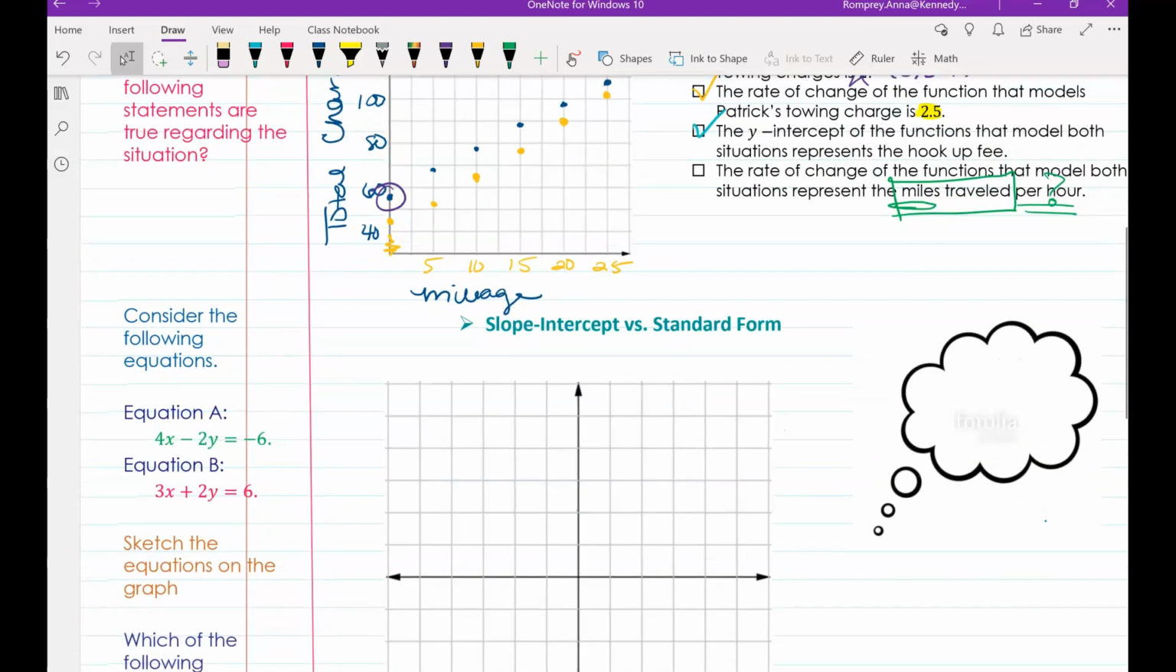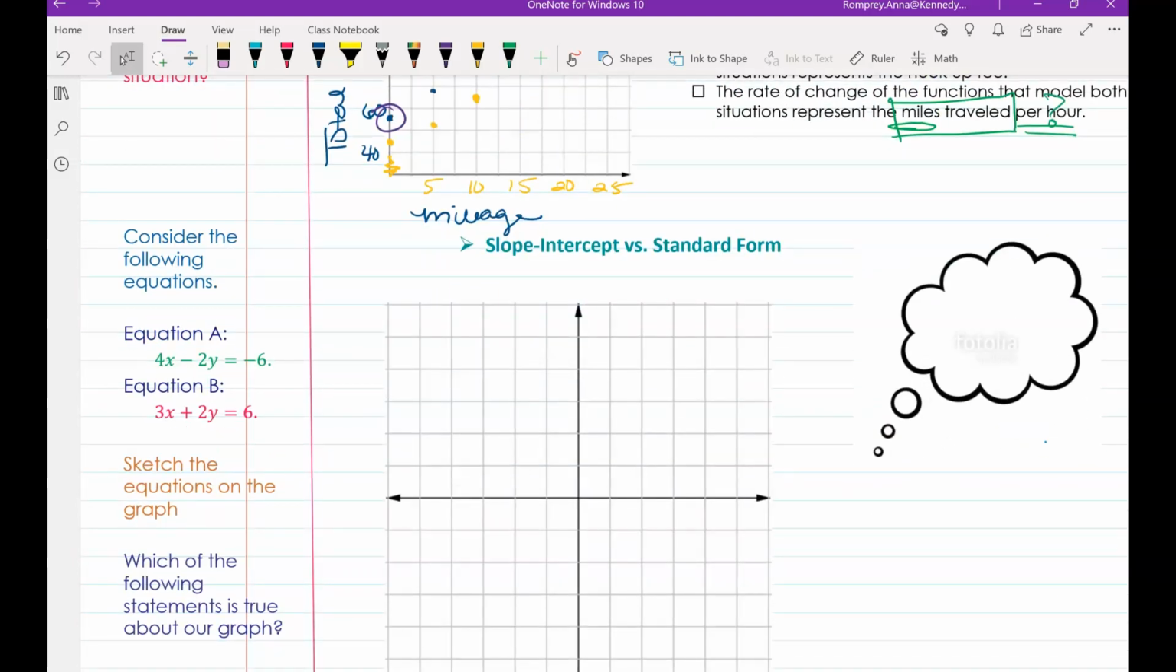So let's say we don't have a real world problem and we're just given an equation. So it wants us to consider the following equation. We're going to compare slope-intercept form versus standard form. Slope-intercept form, these might sound familiar. Slope-intercept form is y equals mx plus b. Whereas standard form is ax plus by equals c.